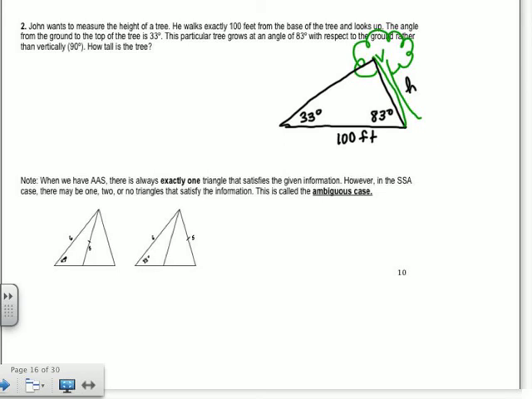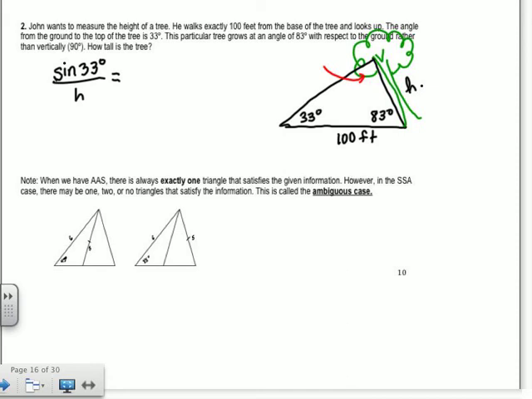Looking at these different things, in order to find h, I need to use 33 somehow, right? So I'm going to have sine of 33 degrees divided by h equals, and I know I need to use 100 because that's the other value I'm given, but I don't have the angle across from it. So what do I do?